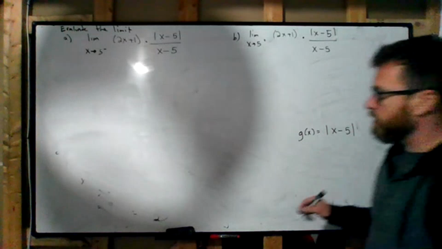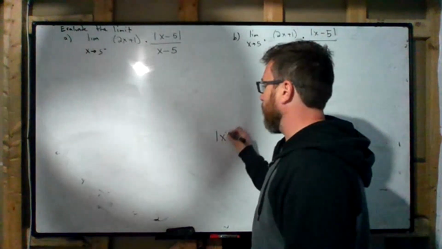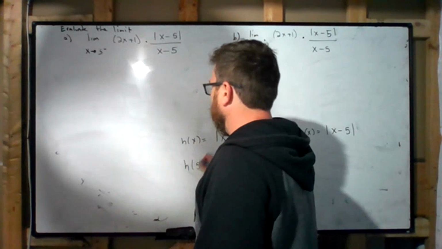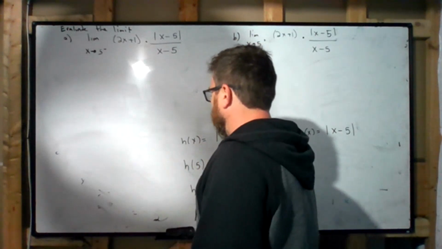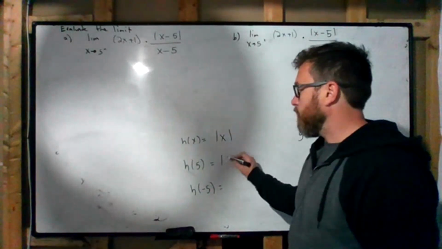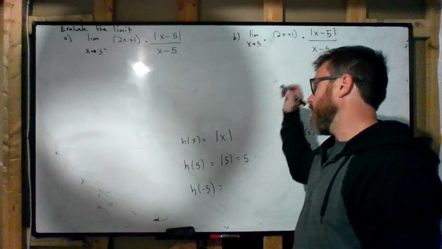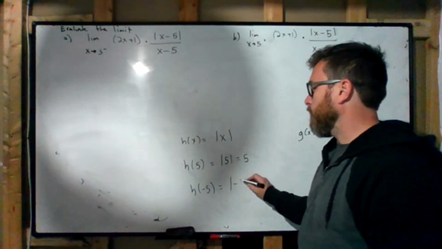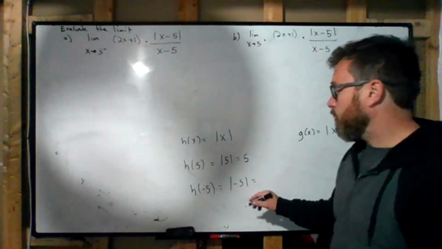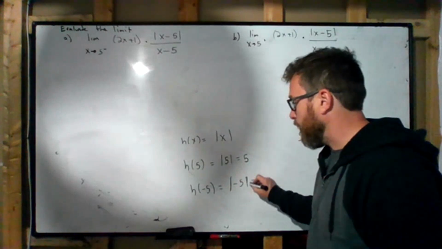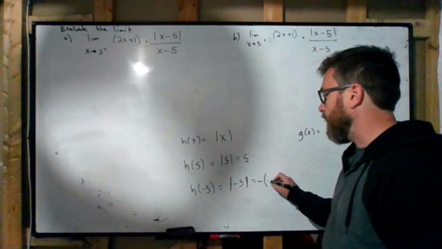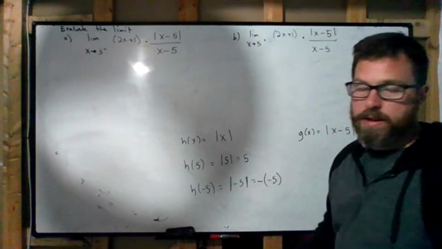So for instance, what about the absolute value of x? If I have h of x is equal to the absolute value of x, what is h of 5? What is h of negative 5? Well, if we plug in 5, the absolute value of 5 is equal to 5. And the absolute value of negative 5 is also equal to 5. The reason is that the absolute value sign will only change the values of negative numbers. If it's a negative number, it's going to be the opposite of that. That's how you take a negative 5 and turn it into a positive.